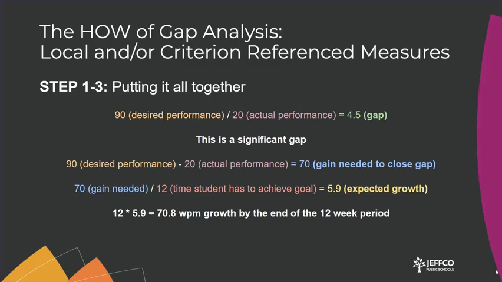So here we have put it all together. 90 divided by 20 is a gap of 4.5. This is significant. 90 minus 20 equals 70 words per minute needed to close the gap. And 70 words per minute divided by 12 equals 5.9 words per week as the expected growth. So if we take 12 weeks times that 5.9 to double check our math, we see that gets us right about there.